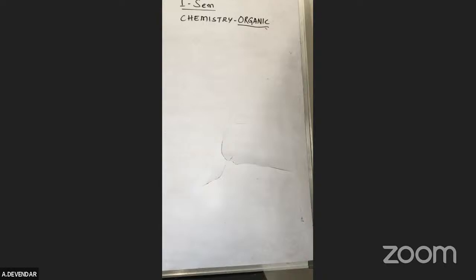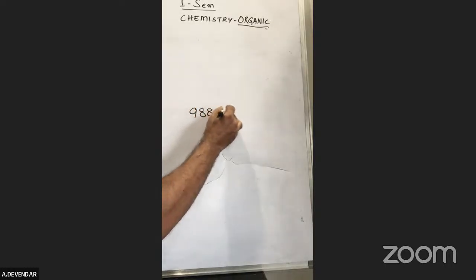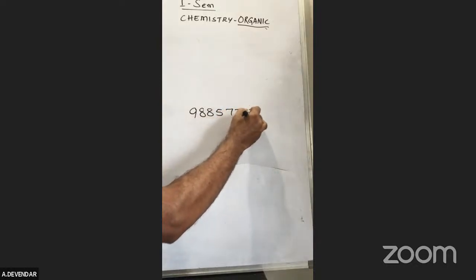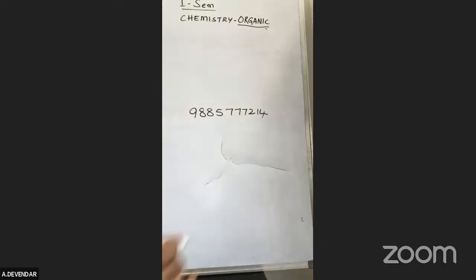My mobile number is 988 577 214. Okay, I'm writing my mobile number. You can contact directly. You can ask, sir, I am a first sem student, I have these doubts, can you clarify? I will definitely clarify that.